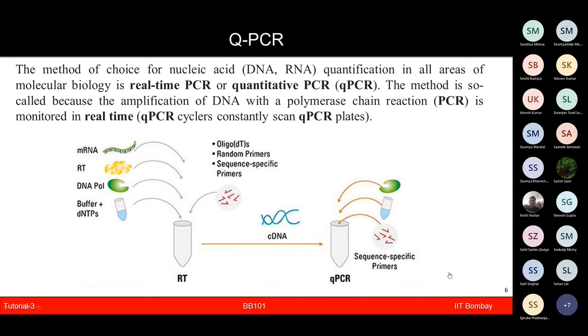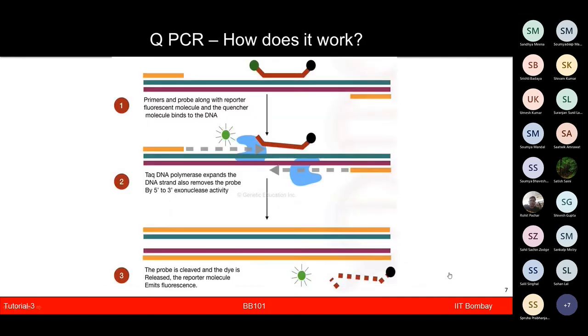So if we have the gene of interest with us, what we can do is put the sequence specific primers that we know beforehand. But if we are totally unknown, then we can add the random primers also, from which we can get the cDNA. So this is basically known as the quantitative PCR, in order to quantify how much DNA is amplified.